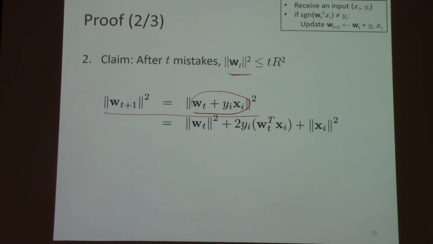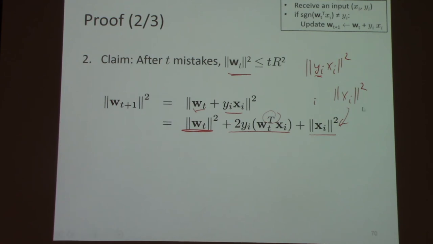But this is just a square, so I can expand the square and I get the previous norm plus twice this times this, and because we are dealing with vectors, the times becomes a dot product, plus the norm of yi xi squared. But yi is just plus 1 or minus 1, so I can take it out, which is yi squared times the norm of xi squared. But yi can be plus 1 or minus 1, which means yi squared is always 1. So this goes away, and you get just this term here.